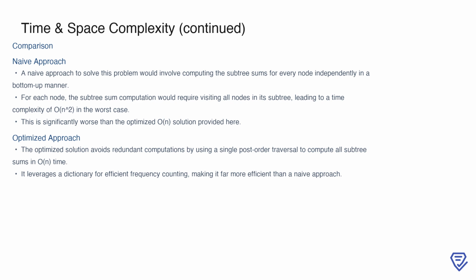In the naive approach, we would compute the subtree sums for every node independently in a bottom-up manner. For each node, this would involve visiting all nodes in its subtree. In the worst case, this would lead to a time complexity of n squared, which is significantly worse than our optimized O(n) solution. The optimized approach avoids redundant computations by using a single post-order traversal to calculate all subtree sums in one pass. By leveraging a dictionary to count frequencies efficiently, we eliminate the overhead present in the naive approach, making the solution far more time efficient.